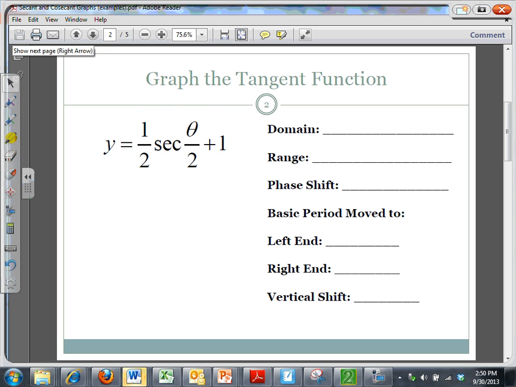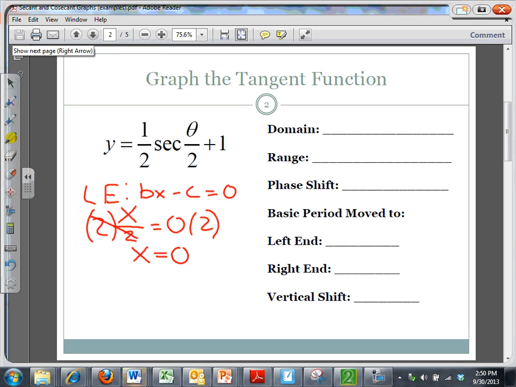So now that I have period, phase shift, and vertical shift, the next thing I need to find is my left and right endpoints. Remember I told you to go back to your original method of finding your endpoints, and that is B times X minus C equals 0 for your left endpoint. In this case, I'm going to change the theta to X. X divided by 2 is equal to 0 because I had no C. If I multiply both sides by 2, 0 times 2 is 0. So X equals 0.